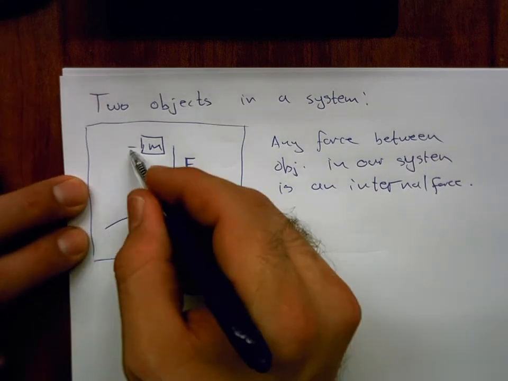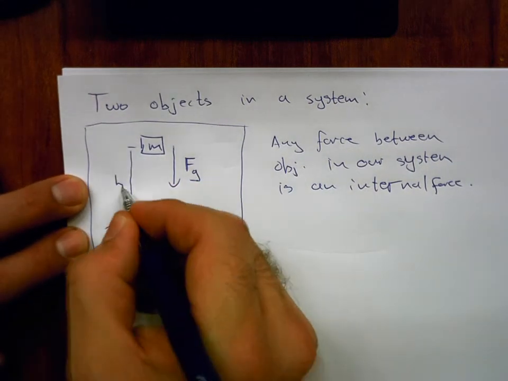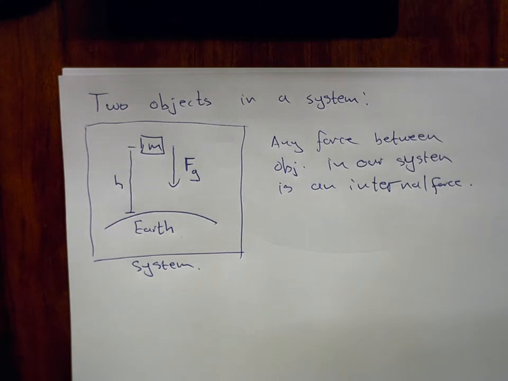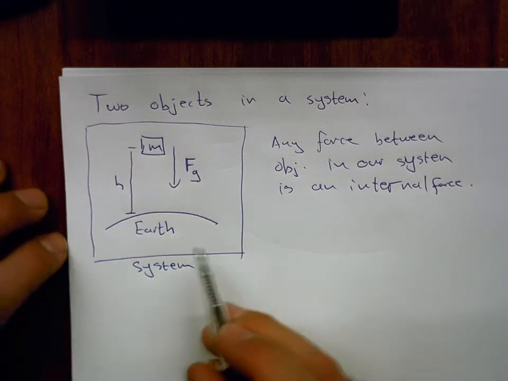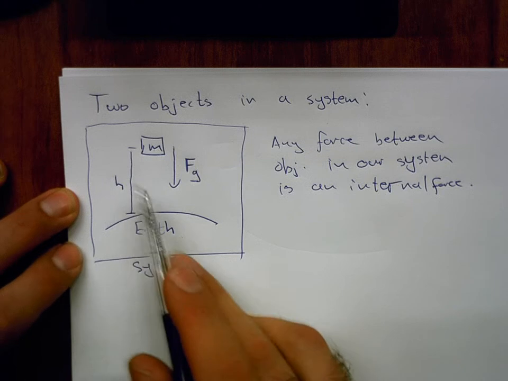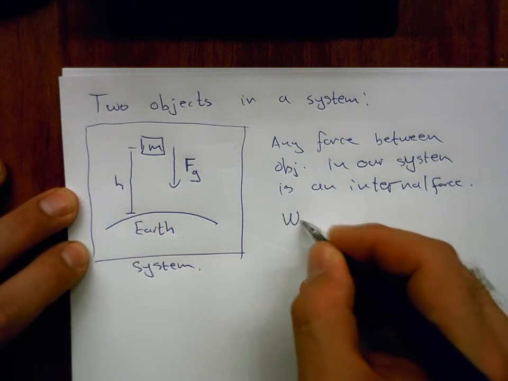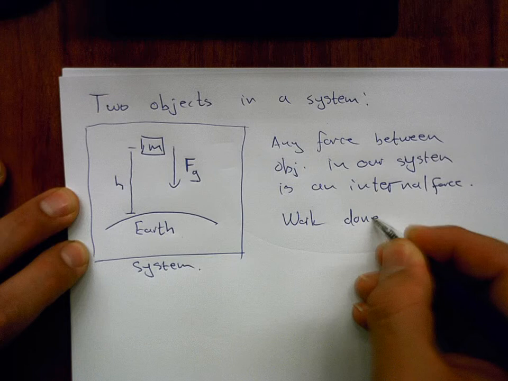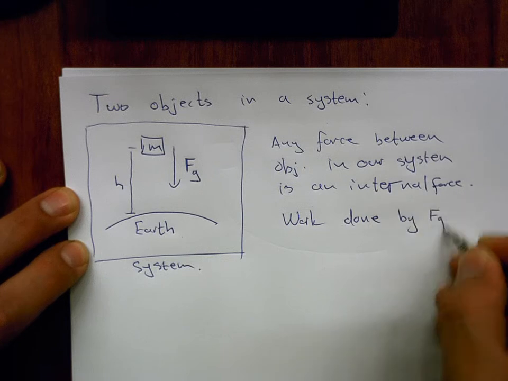Okay, so this mass is, say, a certain height h above the Earth, and by virtue of its position, it now has the potential to gain kinetic energy. Because the higher above the surface of the Earth this object is, the larger the distance over which it can accelerate, which means the larger its final velocity can be. So we can calculate, for example, what would be the work done by this force Fg?